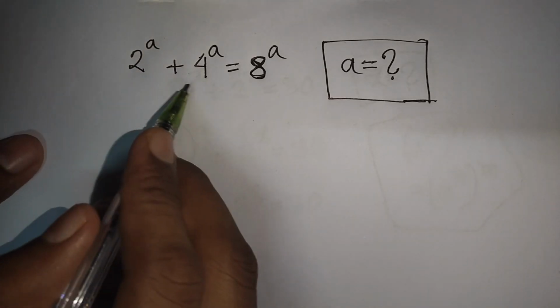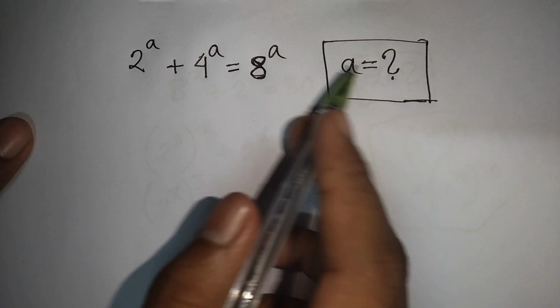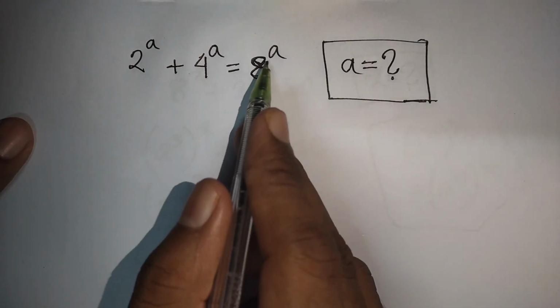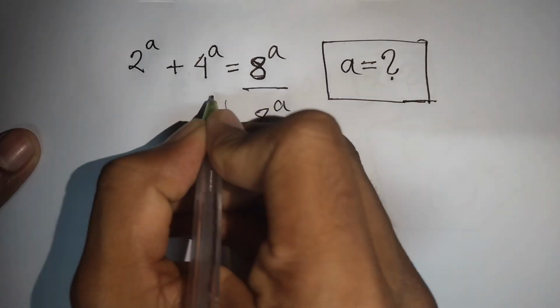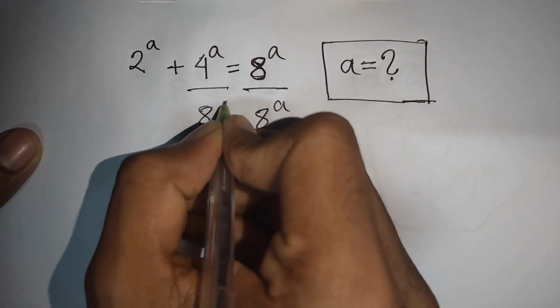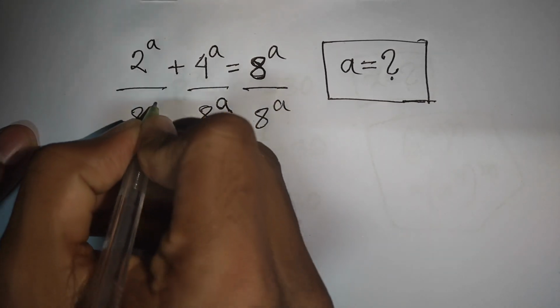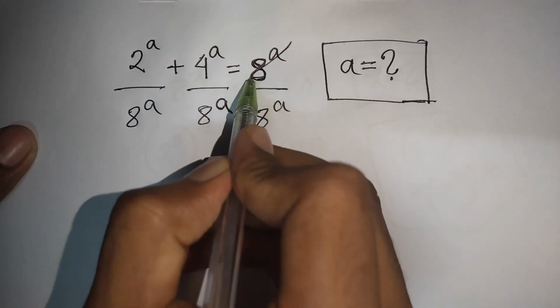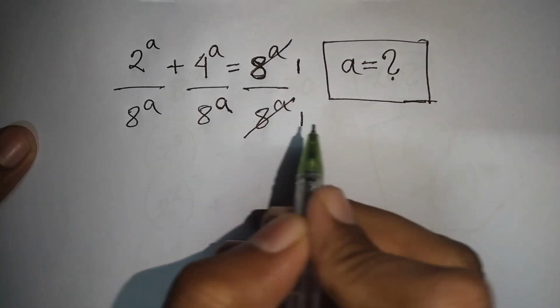2 power a plus 4 power a is equal to 8 power a. Find the value of a. So at first we divide by 8 power a on both sides. Now this 8 power a will be cancelled, so here on, here on.